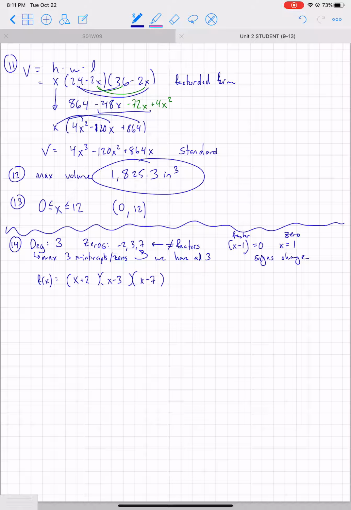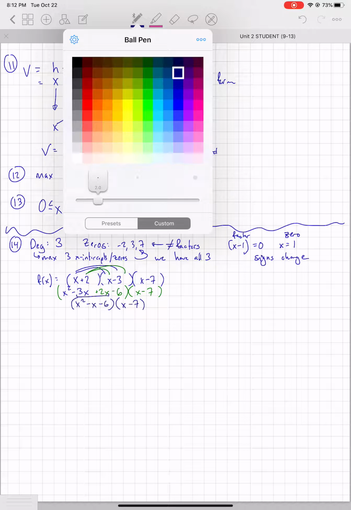When we have to distribute this, we have to just take our time with it, use our arrows. So we get x squared minus 3x, and then we distribute the 2. So with the 2, we get plus 2x minus 6. And then we can just bring down the next thing because we have not dealt with it yet. All right, so now we can combine like terms, which are just the middle two. So we have x squared minus x minus 6 multiplied by x minus 7. So we can just keep this process going.